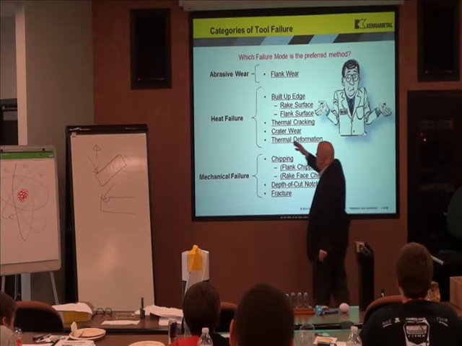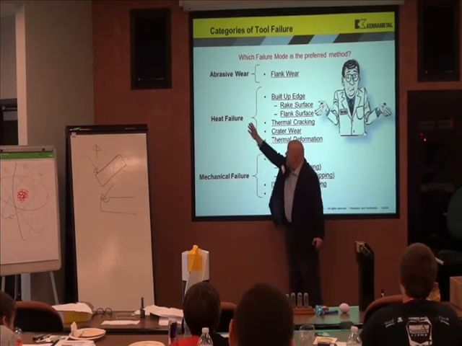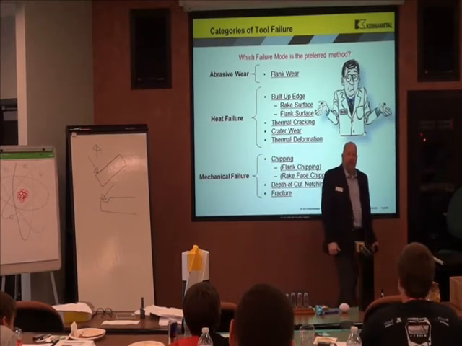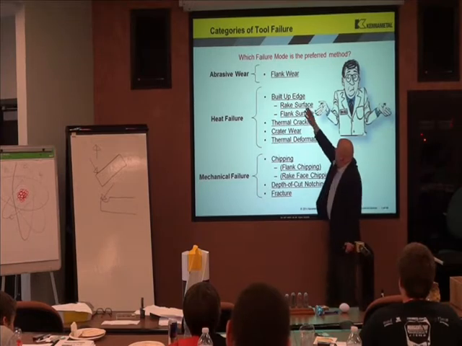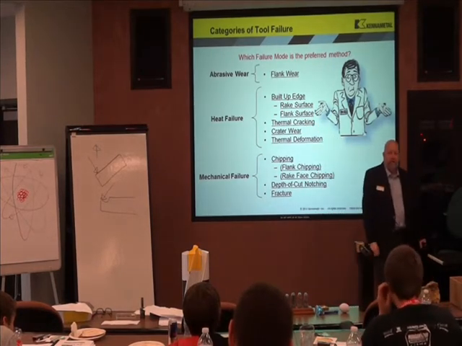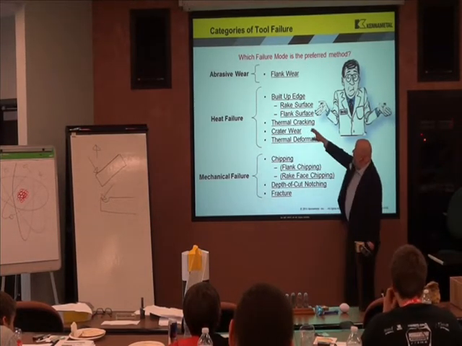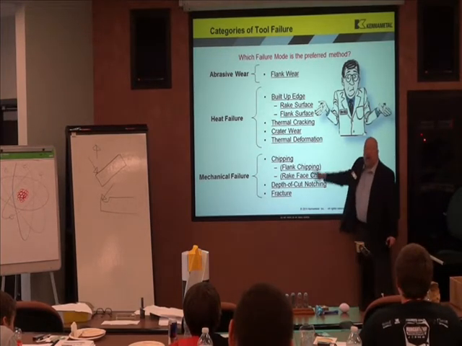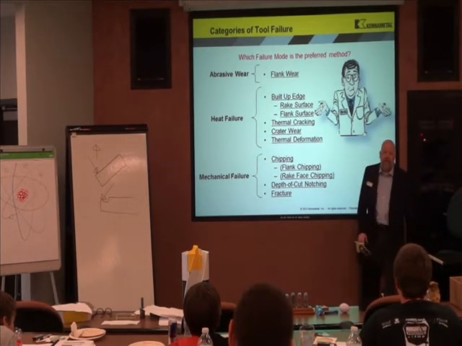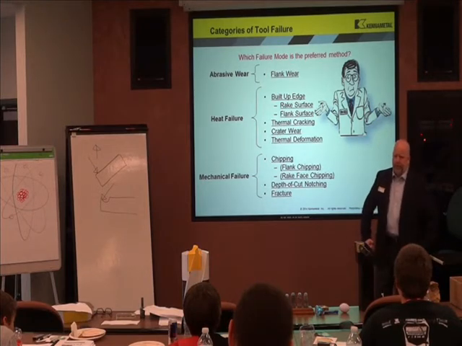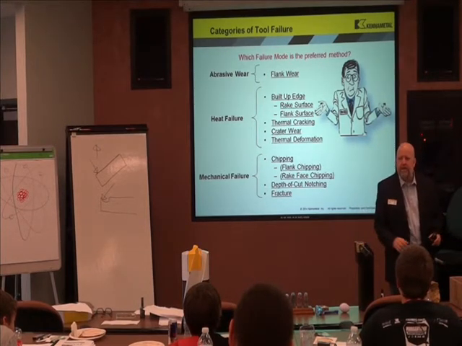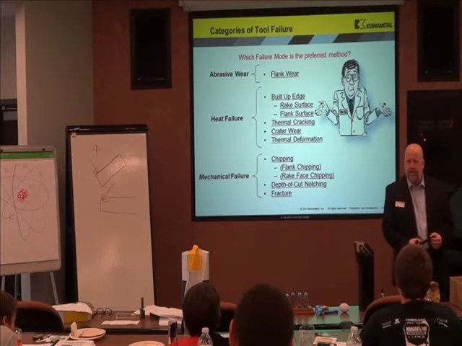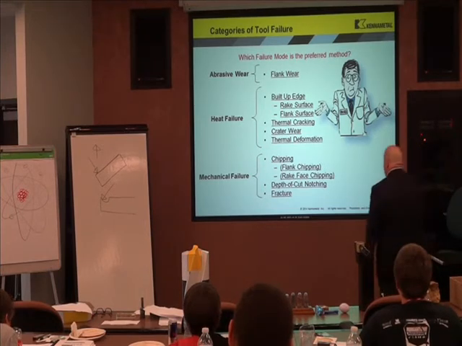Then there are 2 other types of failure mode groups, heat failure and mechanical failure. Under heat failure, I've got something called built-up edge. I've also got something called thermal cracking. And then I've got crater wear, and then my favorite, thermal deformation. Reminds me of the DC comic character. Doesn't work with them either. I need to throw that one from my repertoire.